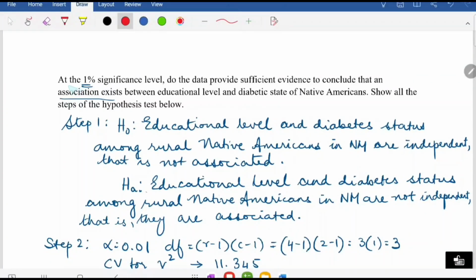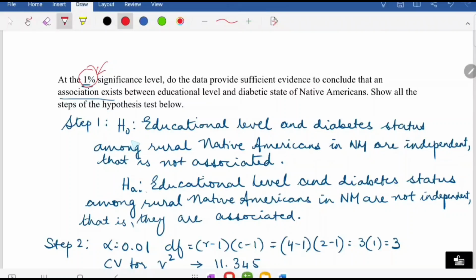So the question says, at the 1% significance level, do the data provide sufficient evidence to conclude that an association exists between educational level and diabetic state of Native Americans? Show all the steps of the hypothesis test below. Again, this time the significance level is 1%, not 5%. So just make sure you're using the correct significance level.